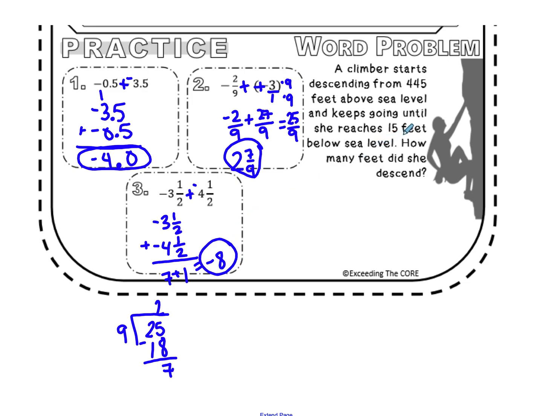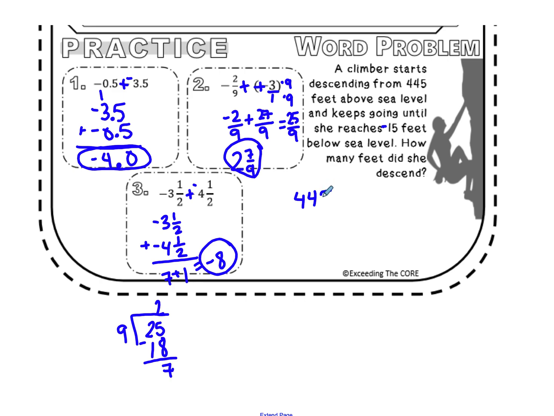And then for my word problem, a climber starts descending from 445 feet above sea level and keeps going until she reaches 15 feet below sea level. How many feet did she descend? Okay. So descending means going down. So she starts at 445 feet and she's going down to 15 feet below. That's a negative 15. So here's your problem.